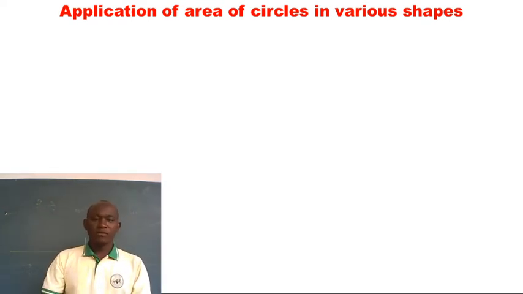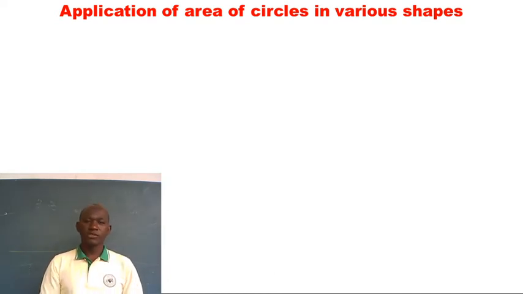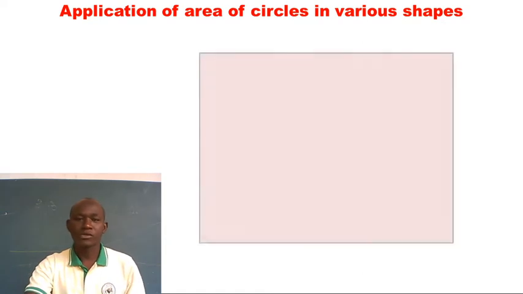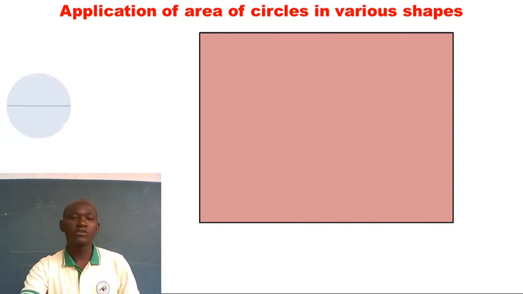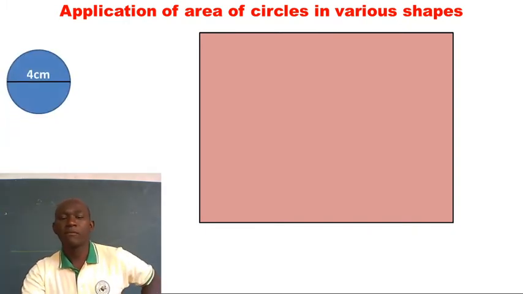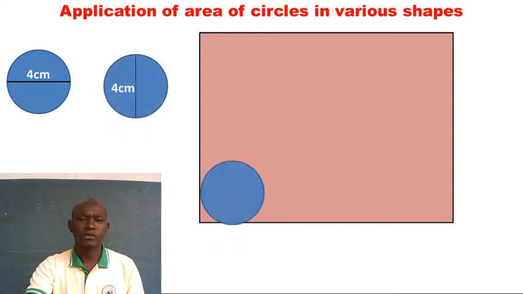Welcome to this next lesson in mathematics, that is application of area of circles in various shapes. So let's have a look at that. That's my shape. It's in the form of a rectangle generally. Now I want to put circular objects in that rectangle. So how do I need to put them?